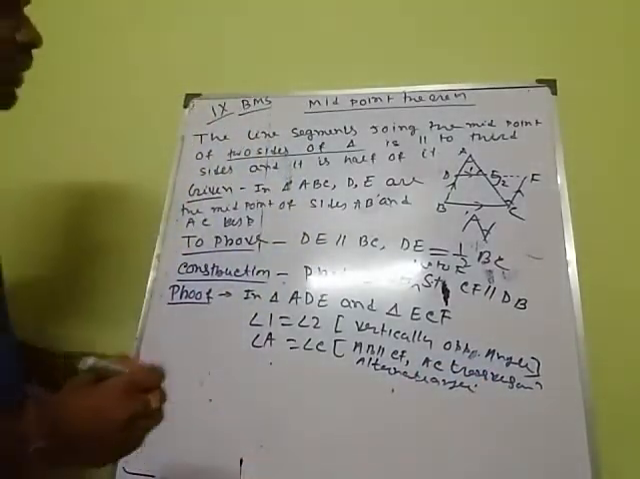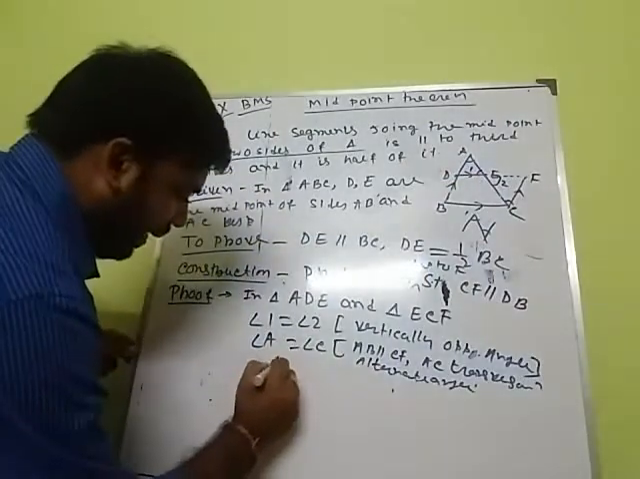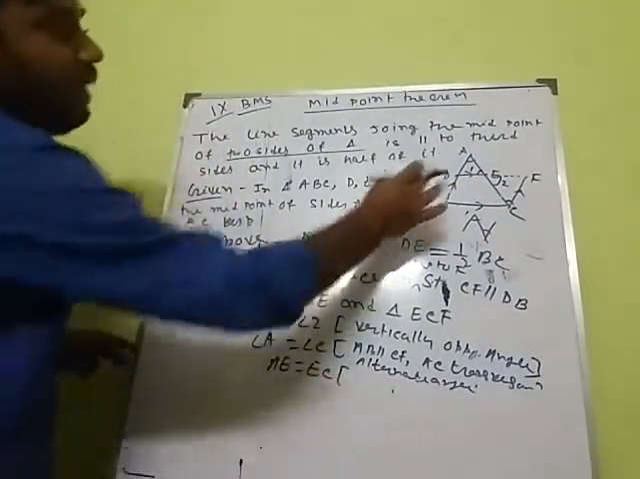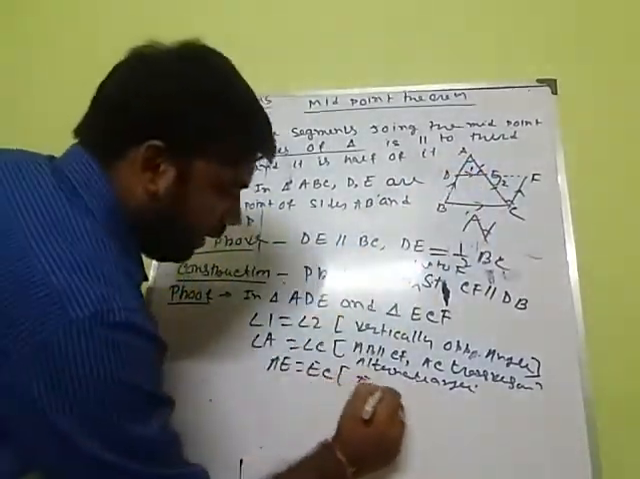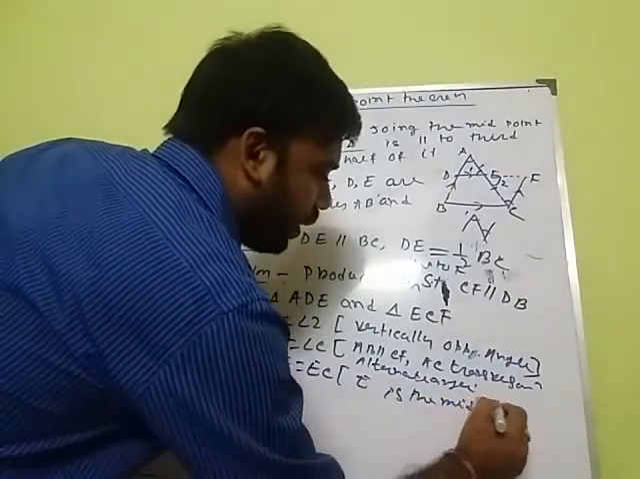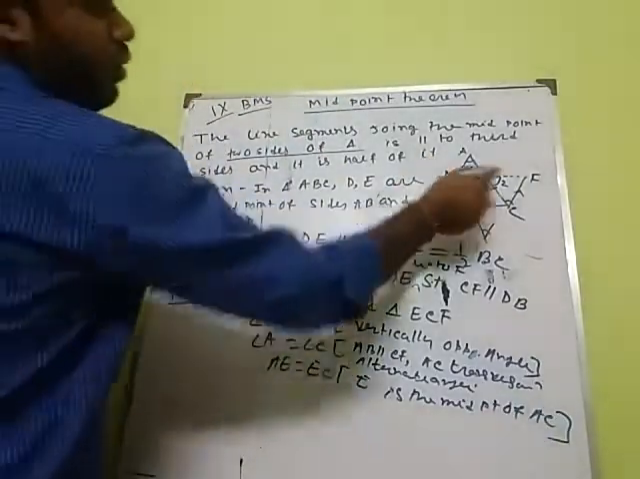And AE is equal to EC. Why are these two equal? These two are equal because E is the midpoint of AC.